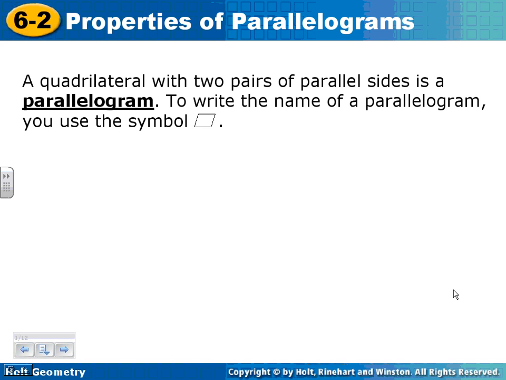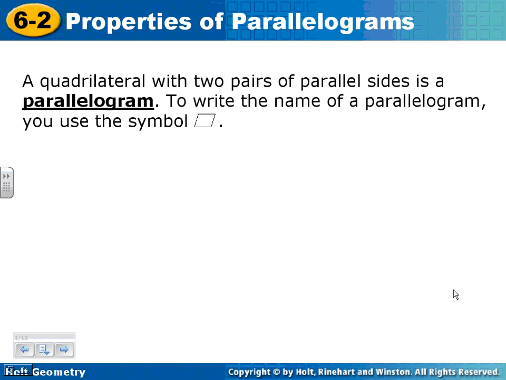All right, ready for notes in geometry here. 6.2, properties of parallelograms. And this reads, a quadrilateral, which is four sides, with two pairs of parallel sides, which means the left and right are parallel, and the top and bottom are parallel. That would be called a parallelogram.